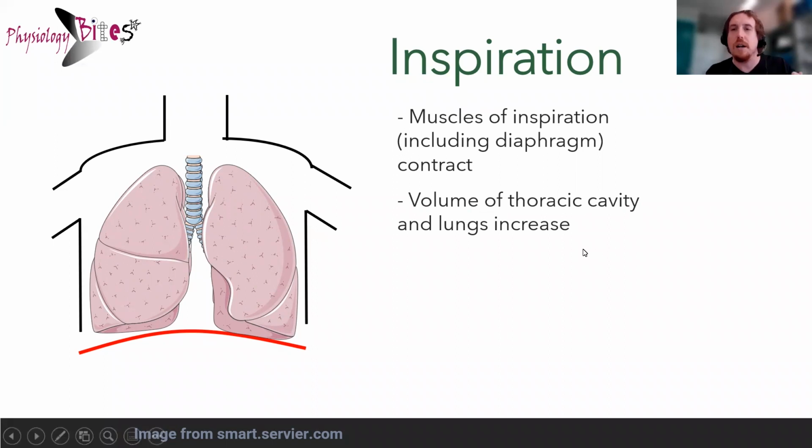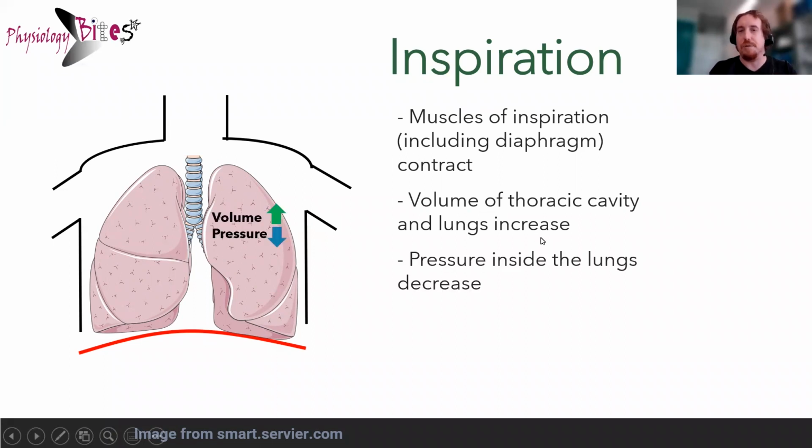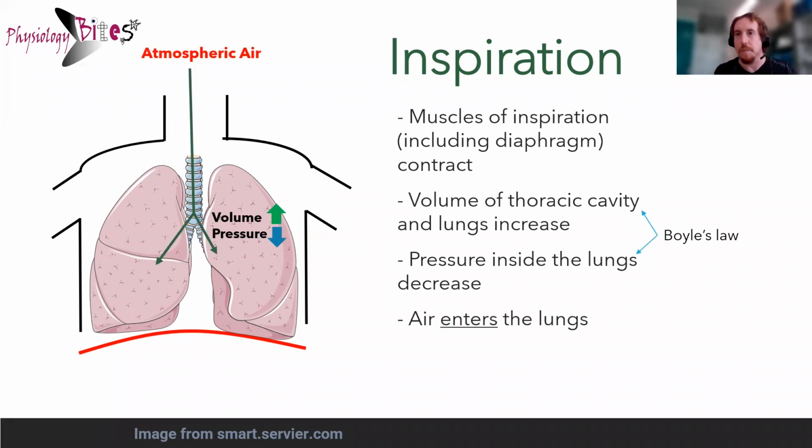Now, when the lung volume increases, it actually causes a decrease of pressure inside of the lungs. And this is due to something called Boyle's law. This simply states that when you increase the volume of a given container, it can be anything, it doesn't have to be a lung, the pressure inside will decrease. So when we breathe in, our diaphragm contracts, it expands our thoracic cavity, which causes our lungs to expand. When the lungs expand, they have more volume. And because of that, we get a drop in pressure.